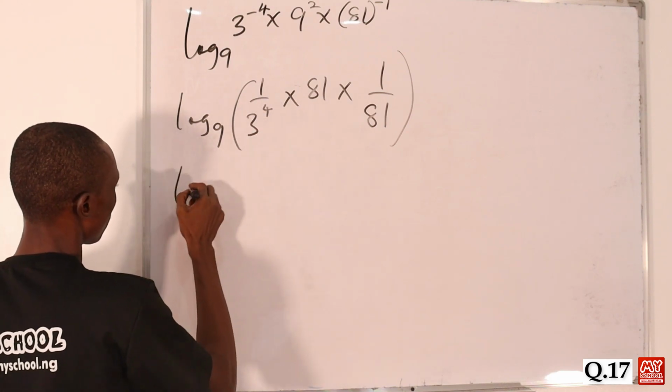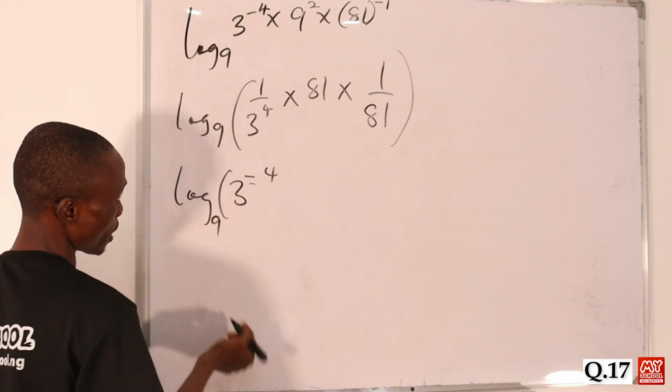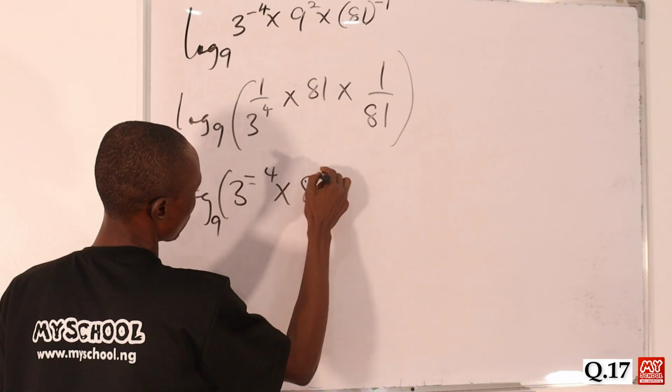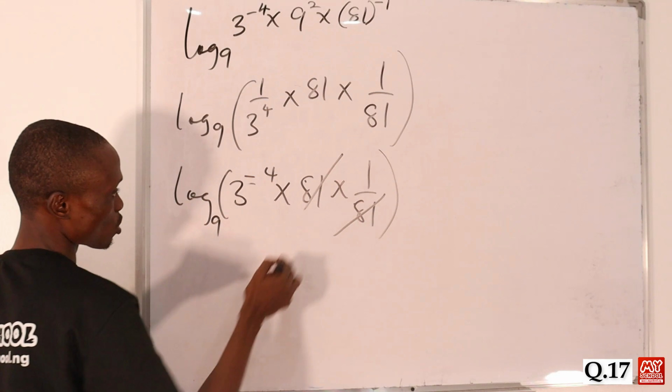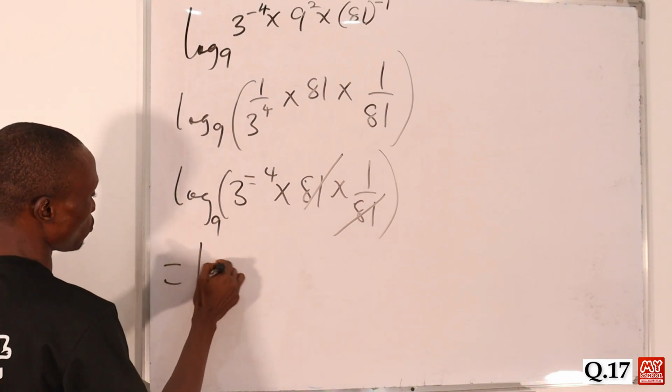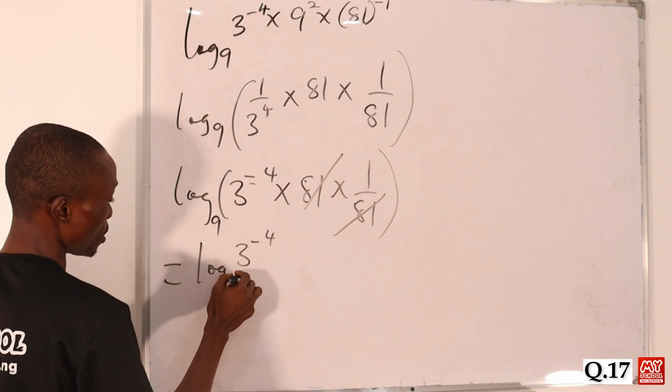Okay, so here we have log. Let's just leave this as 3 raised to power minus 4 with our base 9 here. Okay, then times 81 times 1/81. Okay, in bracket. So 81 will cancel out 81. So that at the end of the day, we still have log 3 raised to power minus 4, okay, base 9, right?